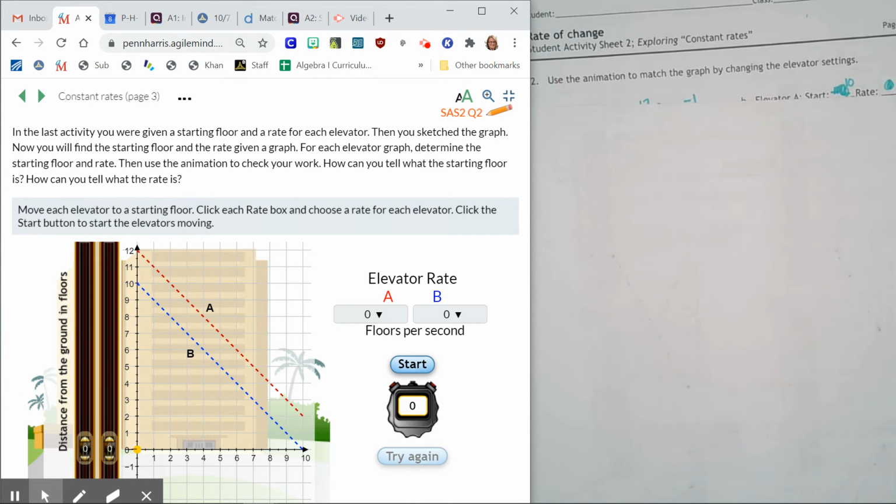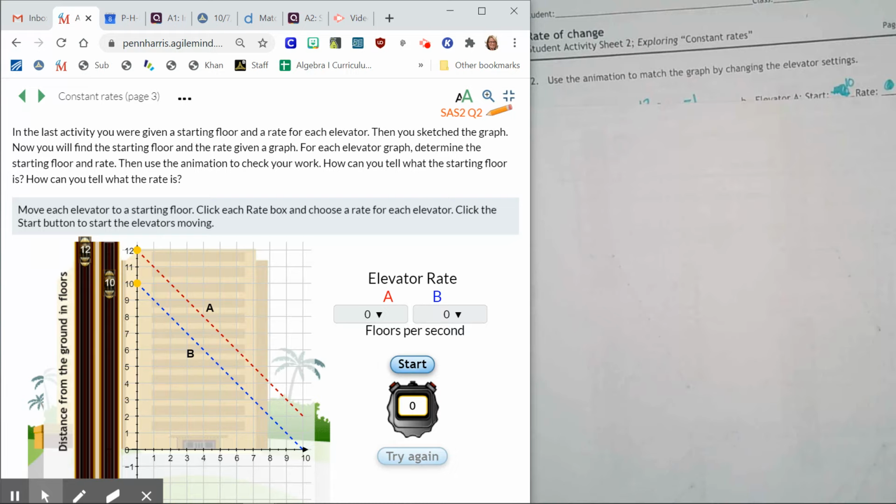Okay, so the last time we were given a starting floor and a rate, and we needed to graph it. This time, I'm going to give you a graph, and I want you to think about where these would be. So let's look at elevator A first. It's showing me that they want it up to the top. That's going to be our starting point. So I'm going to take elevator A up to the first floor, and elevator B looks like it starts on floor 10.